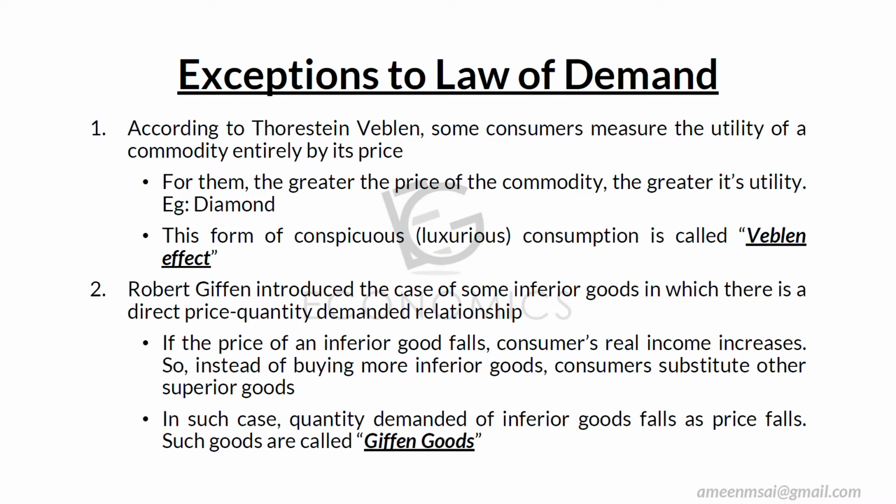So let's go to the example. Such goods are called inferior goods. When the price of an inferior good increases, we'll be forced to buy that good because the other goods related to it also increase in price. Okay, for example, let's go to the example given by Robert Giffen. If the price of an inferior good falls, consumers' real income increases. So instead of buying more inferior goods, consumers substitute other superior goods.